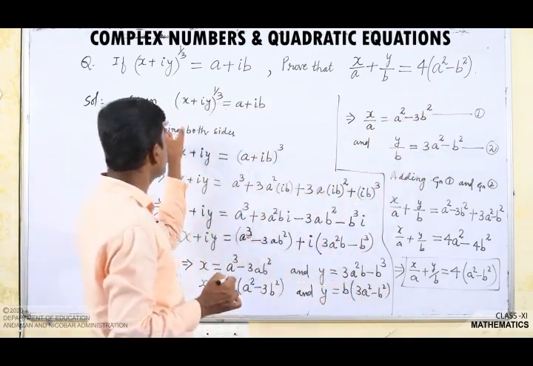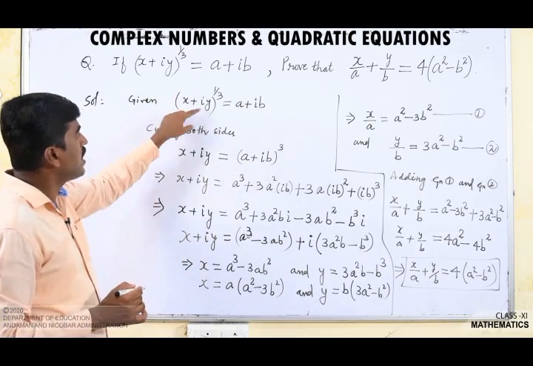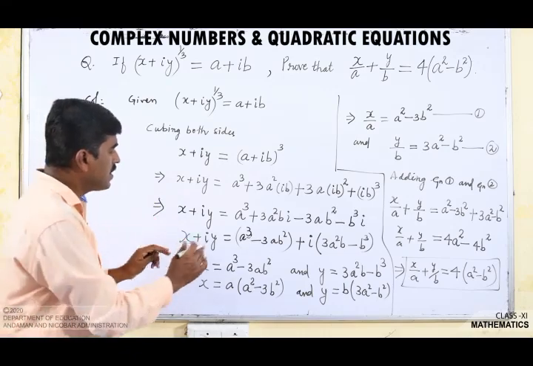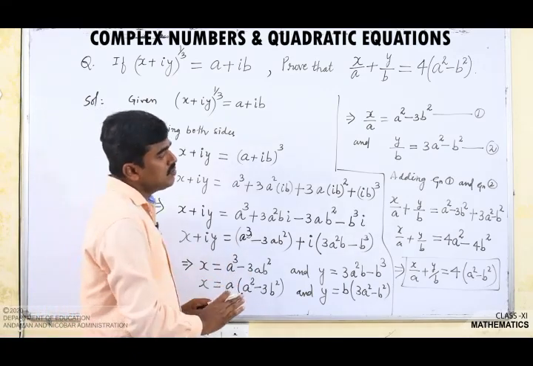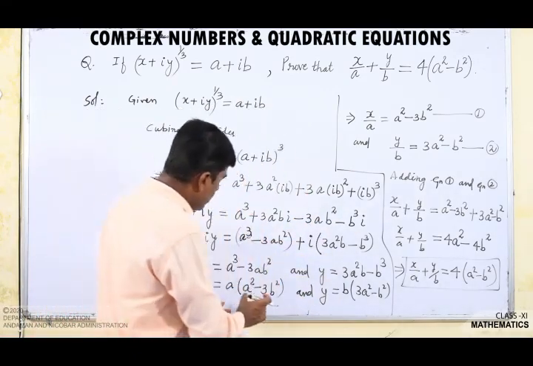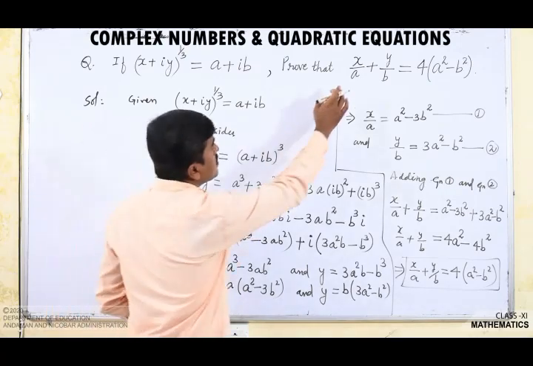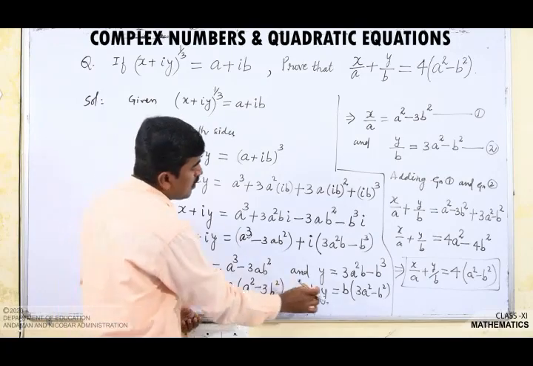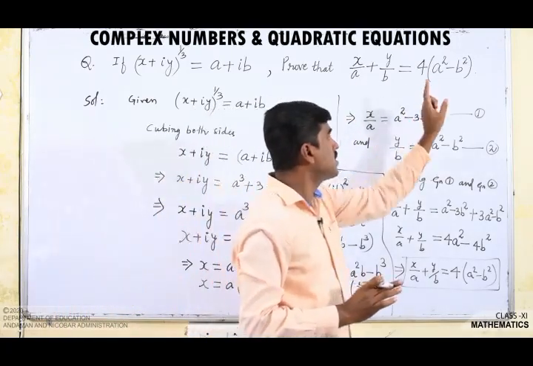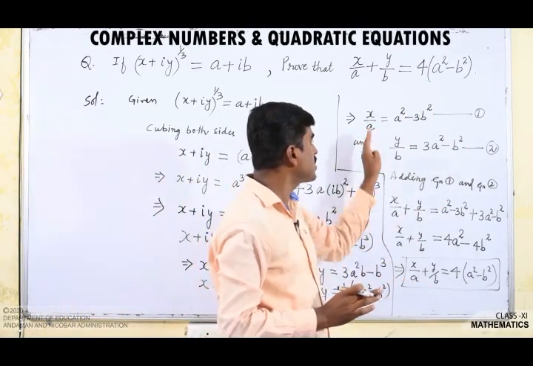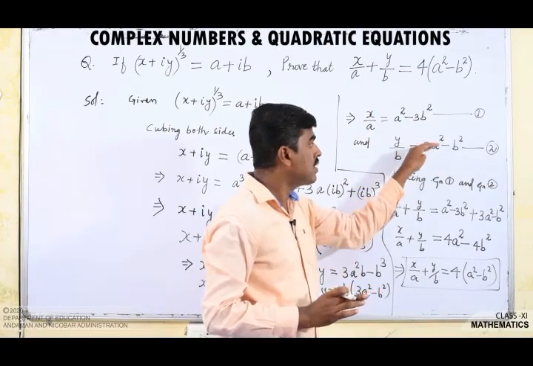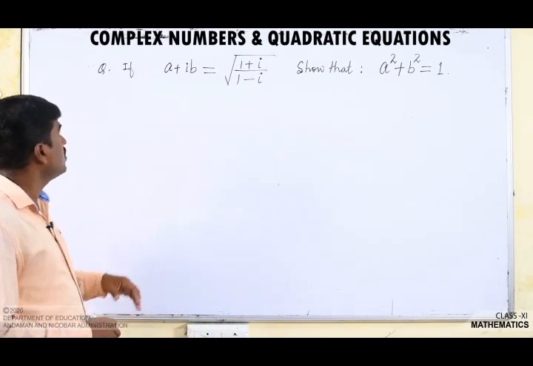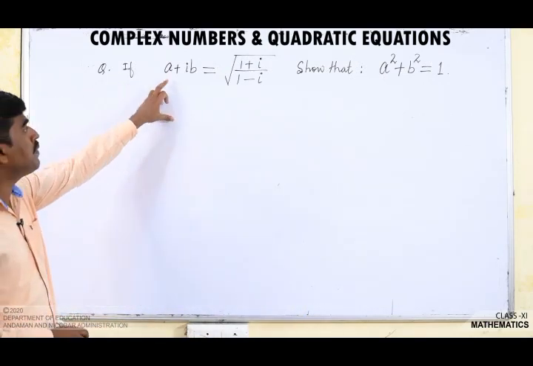Okay. So what is given here? x plus iy whole power 1 by 3 is equal to a plus ib. Just simplify it and find the values of x and y, then prove it. Here we can directly prove from this LHS also. From the LHS we can put the values of x and y, we will get the RHS. Otherwise do like this, that is x by a and y by b, then add these two equations, we will get the result.